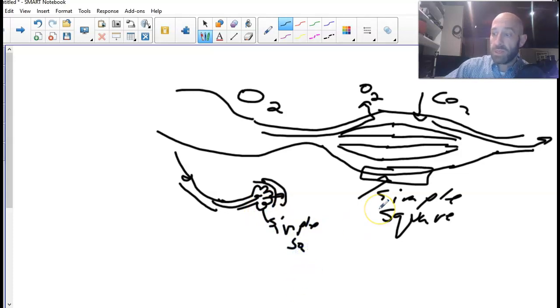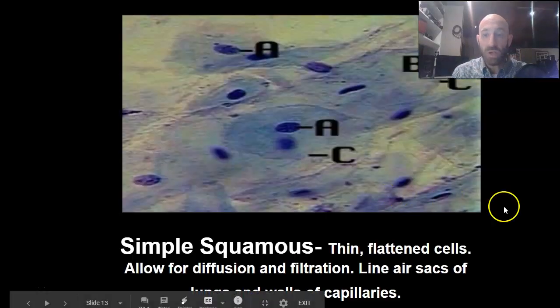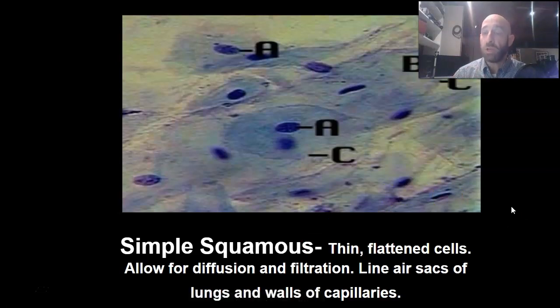So simple squamous is going to be found in the air sacs of your lungs. It's also going to be found in your capillaries, and it has the extremely important job of filtering. It allows for diffusion and filtration. So think of a screen in a window, and if you take a look at this image here, imagine you're looking down on it. It's flat, like saran wrap, a thin layer.